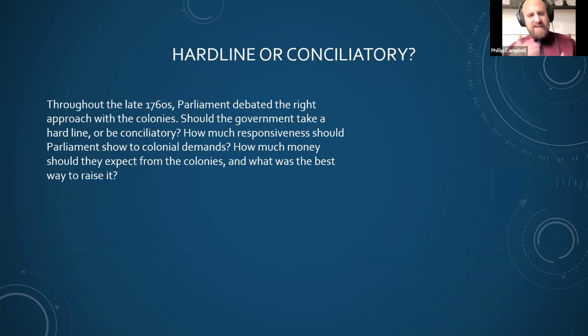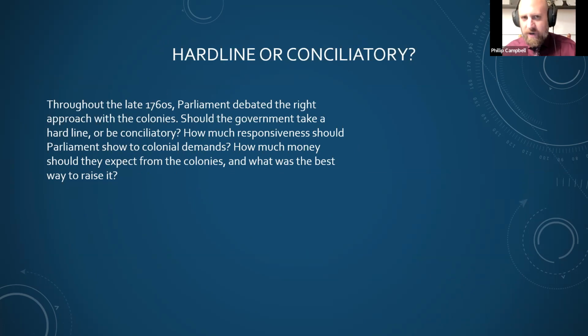So these protests continued through the 1760s, and there was a question on what is the right approach to take with the colonies. Should the government be hardline or should the government be conciliatory? Like, should we be like, no, you're gonna pay your darn taxes no matter what you say, or should they work with the colonies and kind of try to be conciliatory?